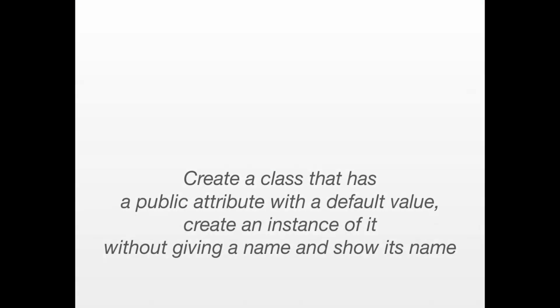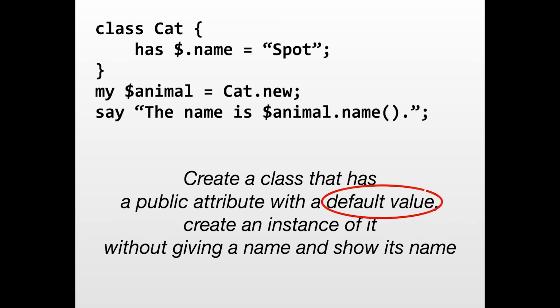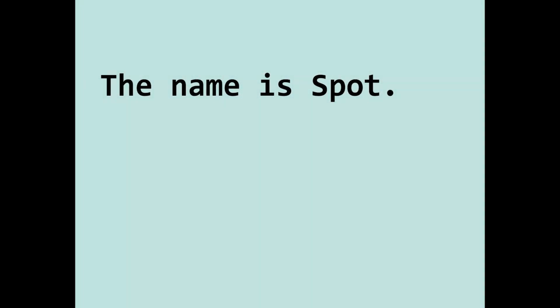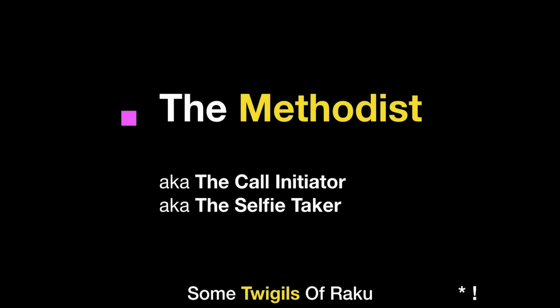So what if we want to create a class that has a public attribute with a default value, create an instance of it without giving a name, and show its name? We can actually do that by specifying a default value by just saying, okay, it's equal to this if I don't specify it. And we create an instance without giving a name. Well, we just say .new, and that's it. And what would that show? Well, it would show that the name is Spot. So that's why we call the period twigil the methodist, the call initiator, and the selfie taker.